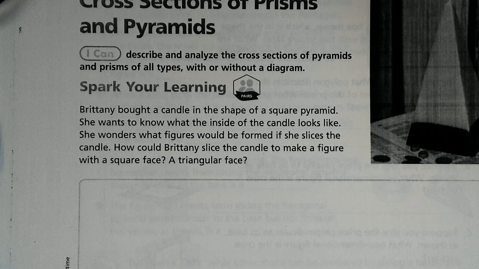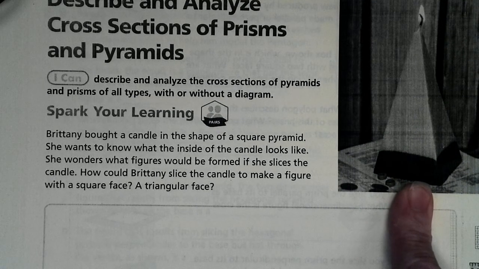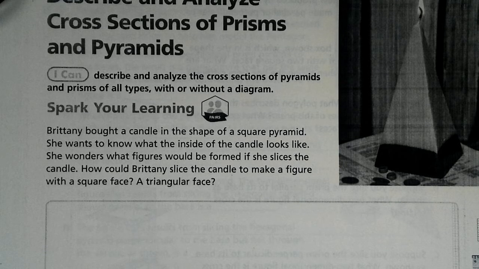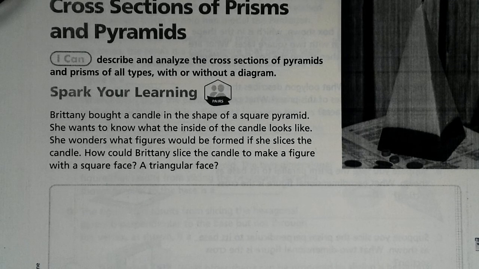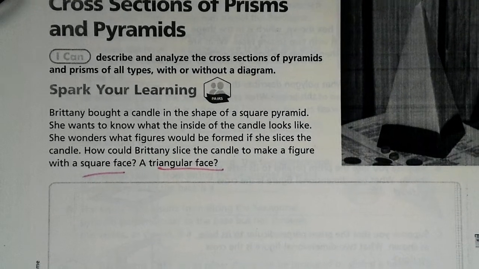So Brittany bought a candle in the shape of a square pyramid. So that's what the candle is here. It's not very clear, but that is a candle. She wants to know what the inside of the candle looks like. She wonders what figures would be formed if she slices the candle. How could Brittany slice the candle to make a figure with a square face and a triangular face?